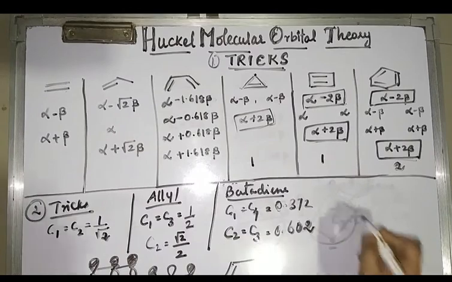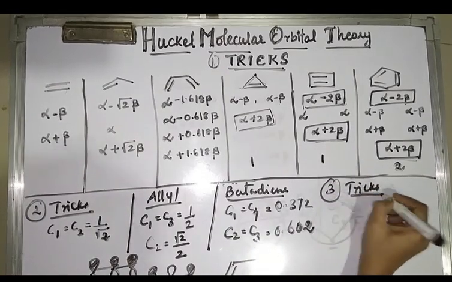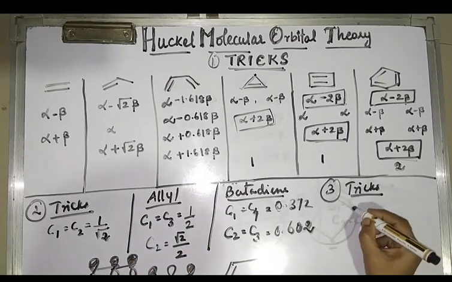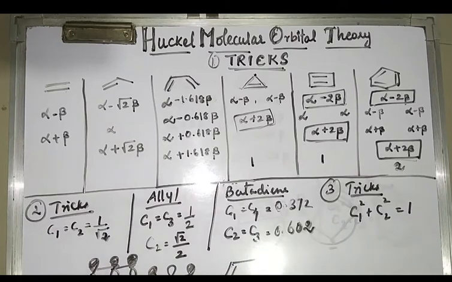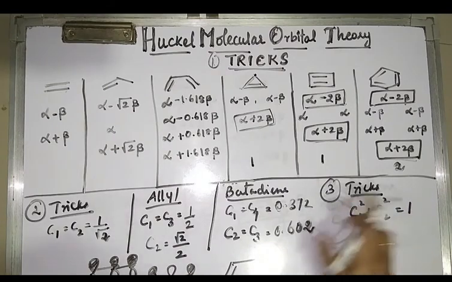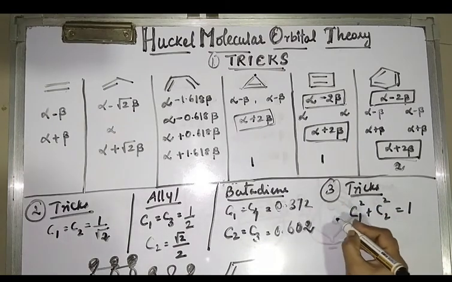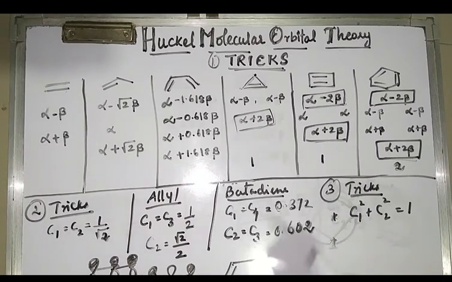And the third trick, what is that? The sum of the squares of the coefficients is equal to 1. Okay, the sum of the squares of the coefficients will be 1. In all the equations, even in ethylene and allyl and butadiene, if you sum the squares, it should be 1. If it is not, then the values will be wrong. You can check according to that. And another one, how to check whether the equation is right or not.